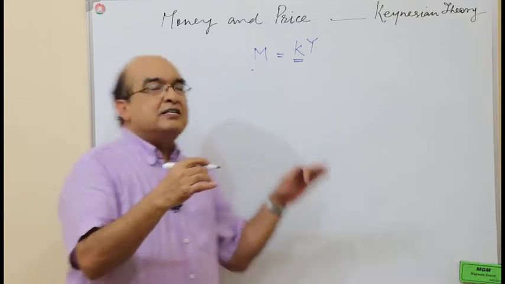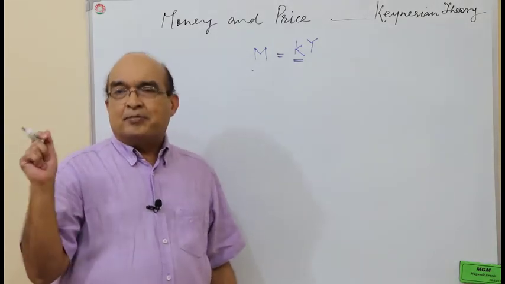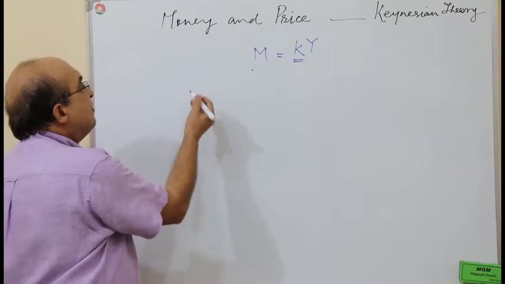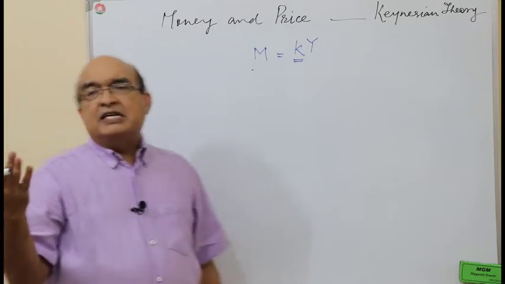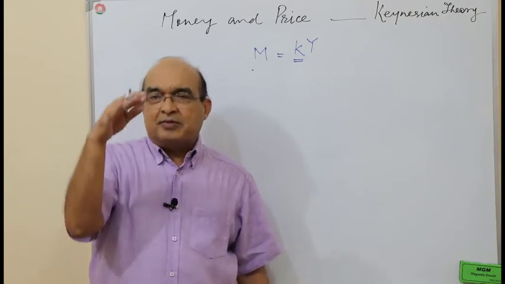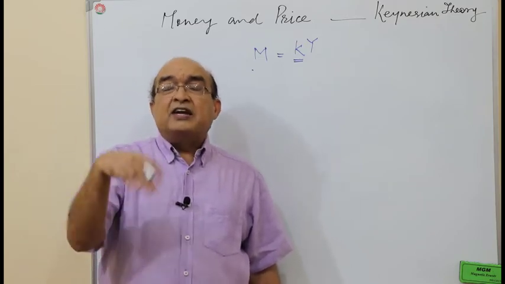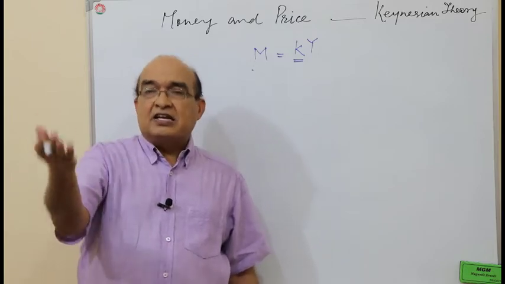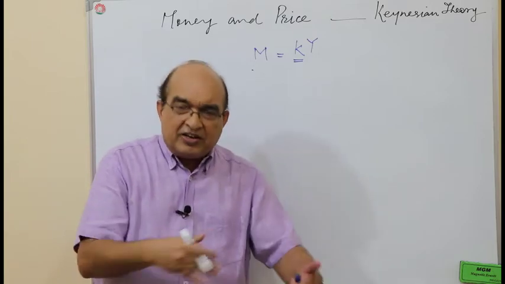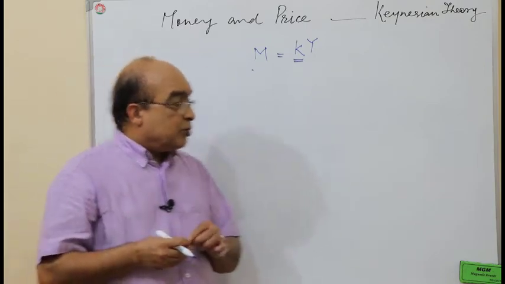That it's not that the relationship is direct, that you double up the money supply and you will get the price doubled up. For example, money will affect the interest rate first. If money supply is increased, interest rate will be reduced, and this interest rate will result in the increase in the investment.